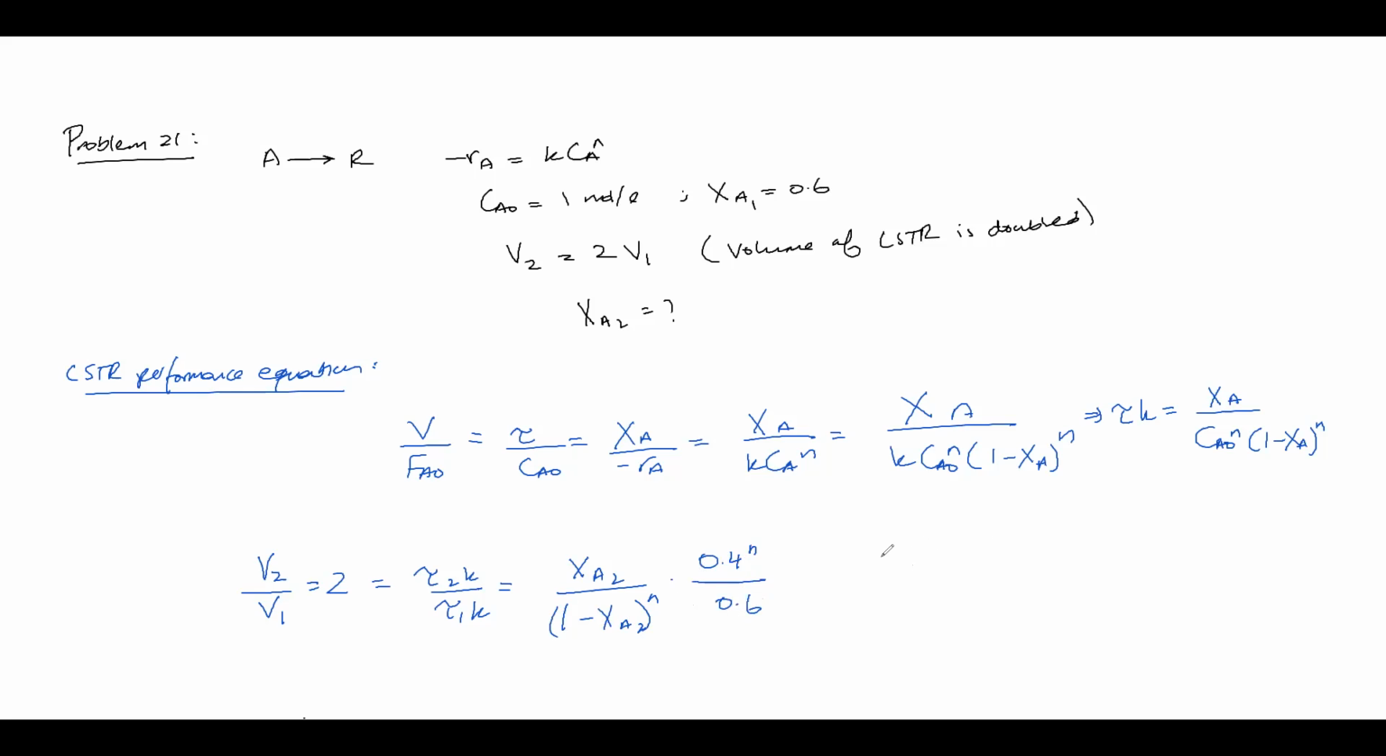And now you're given a bunch of N's. N equals 0.5, 1, and 2. Just plug in your numbers. So N is equal to 0.5, N is equal to 1, N is equal to 2. For each of these three cases, just plug in N here and you solve for XA2. Very straightforward problem. You can continue from here. So let's move on to the next one.